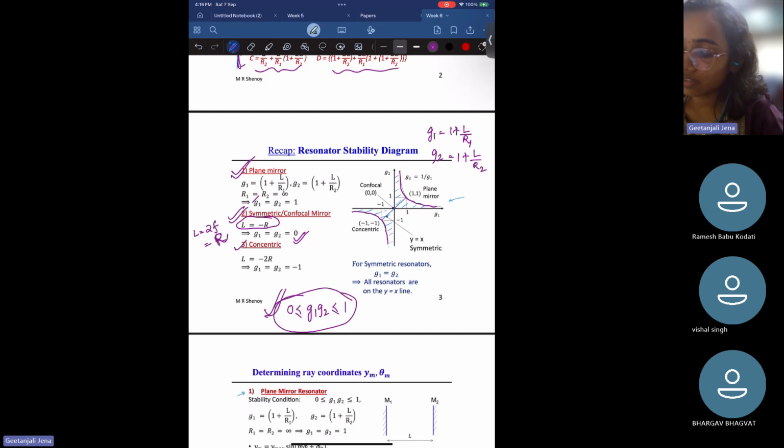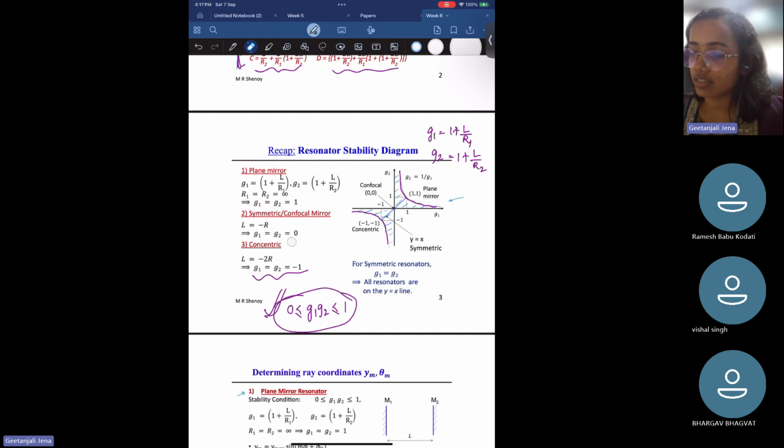And the third case is the concentric mirror resonator. In this case, L is minus 2R. For this case, G1 and G2 are negative, and if you take the multiplication of G1 and G2, it is 1. So it lies between 0 and 1. That means for all these three cases, the stability condition is satisfied. And for all these cases, they lie on a straight line. For the symmetric case, it lies on this straight line. The origin is confocal, 1, 1 is the plane mirror, and minus 1, minus 1 is the concentric mirror resonator.